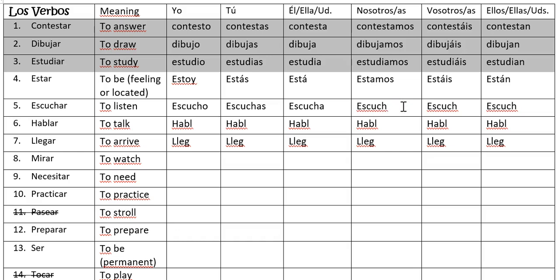We listen. Y'all listen. This does need an accent. And then they, all boys. They mixed group, they all girls, or you formal listen. They listen, or you all listen.